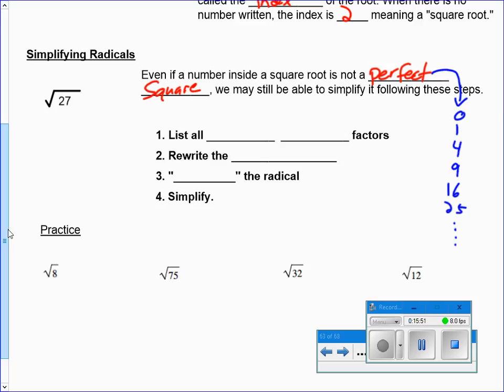So we're going to do one example of how we actually will go through and simplify a radical. We'll do a few examples actually. First thing we do is list all the perfect square factors of the number in the radicand. So if I look at 27, I know the factors would be 1 times 27, and 3 times 9, and that's going to be it. So what I'm looking for is a perfect square. And here, 9 is a perfect square.